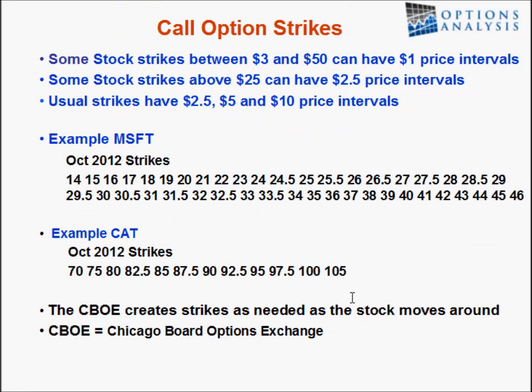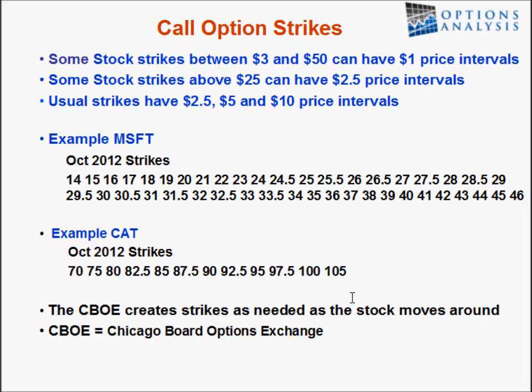Now, an option on a stock can have many different strikes. For some stocks, the strikes between 30 and 50 can have a $1 price interval. Shown below is Microsoft, which is a stock below 50 and above 3. These are the October 2012 strikes. We see 14, 15, 16, and 17, and so on.